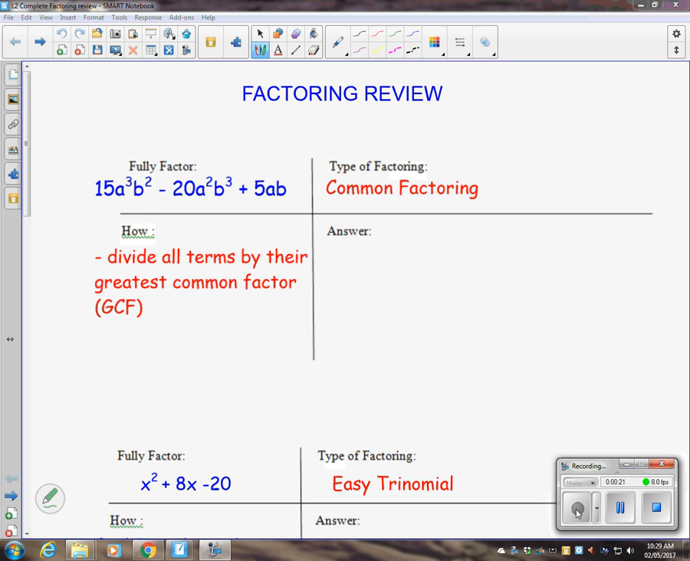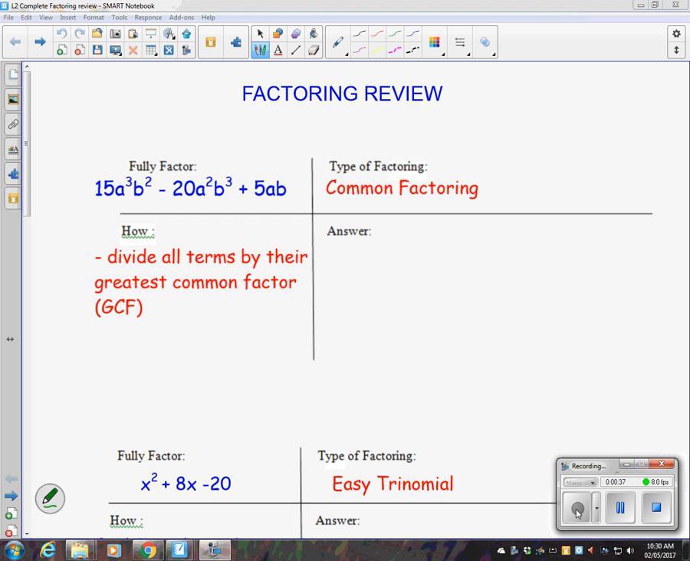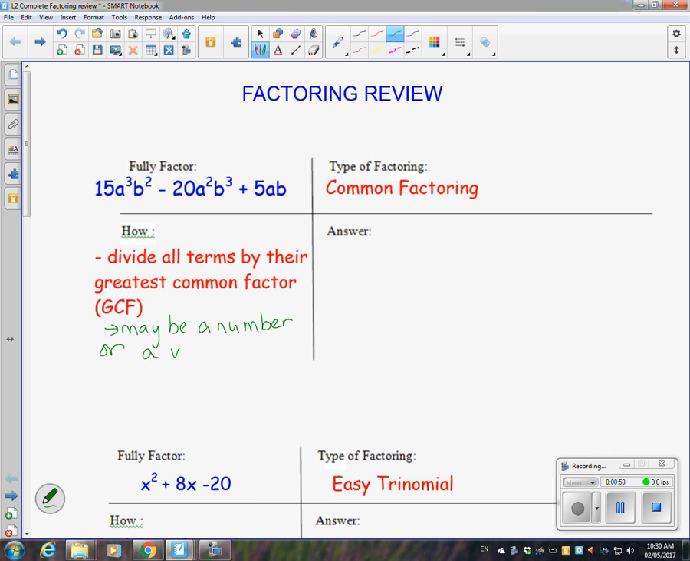So this first question is a common factor question. I know that because there's a mishmash of terms, there's no real pattern to it, and I also know that I can divide all those numbers by 5. So we want to make sure that when we're common factoring, we divide by the greatest common factor. And the greatest common factor can be a number by itself, it may be a variable by itself, or it may be a combination, a number and a variable.